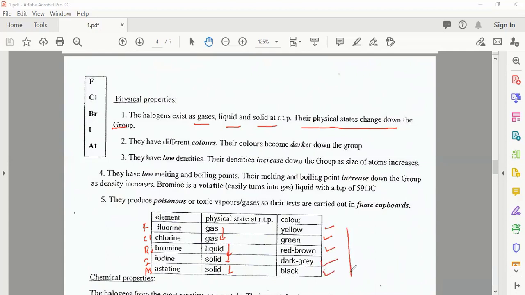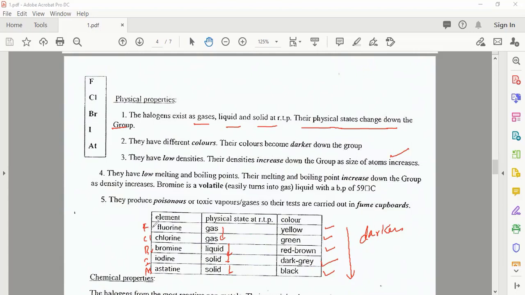It means as you go down the group, color becomes darker. So this is the second property. Number 3, they have low densities. Their densities increase as you go down the group. Why? Because the size of the atom increases.